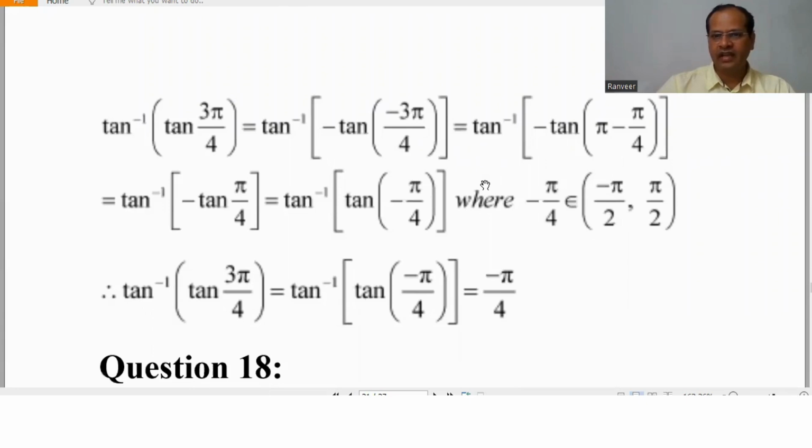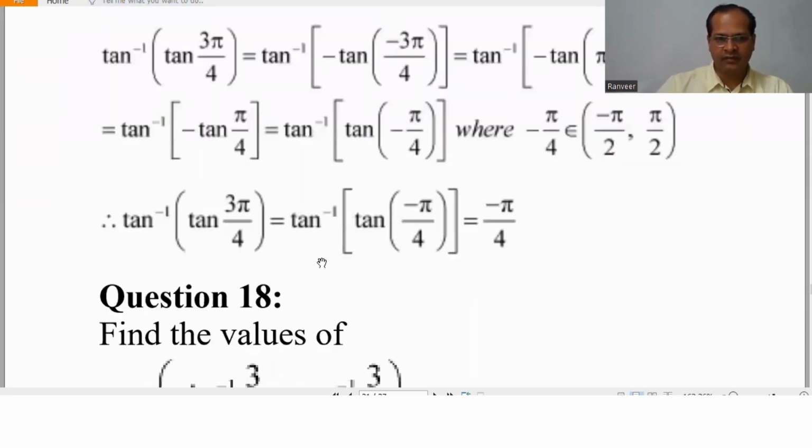We have to write here tan inverse tan of pi minus pi by 4. We can write this because tan of pi minus theta is minus tan theta. So we have to apply minus here and minus here, so that minus minus becomes plus, and we change this value. So this we can write as tan inverse of minus tan pi by 4, and taking this minus out, minus tan theta, we can write tan of minus pi by 4. Once we solve this, minus pi by 4 is lying between minus pi by 2 to pi by 2. So in this way we get minus pi by 4.